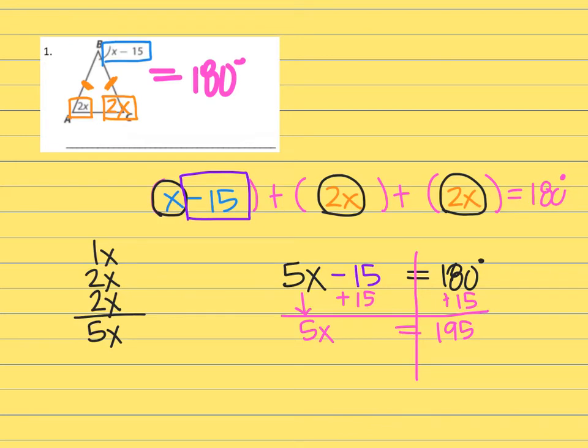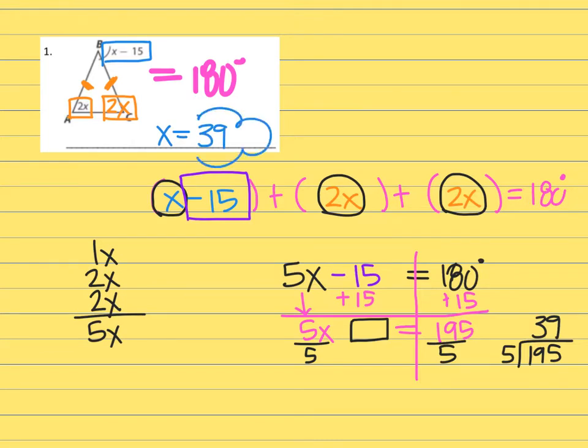Then the last step, 5 times something is 195. If you know what this is, awesome. If not, your last step is divide. So 5 divided into 195 is 39. I would now just say that the value of x is 39, not 39 degrees, but just 39. That would be your answer.